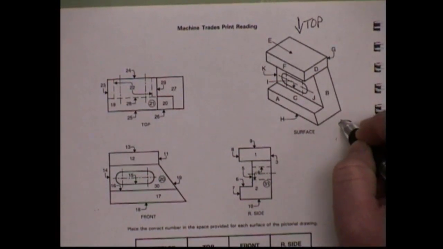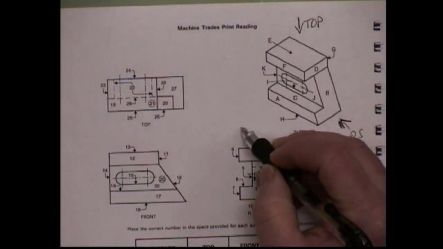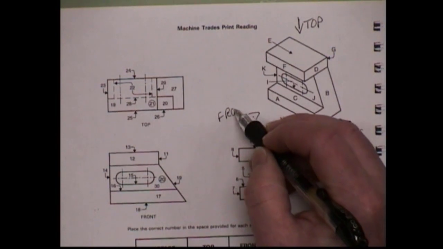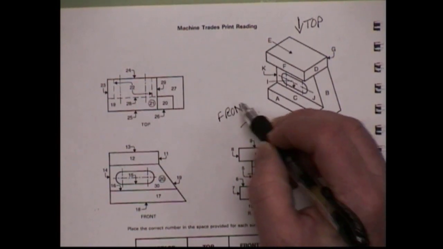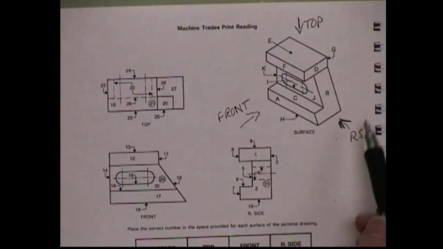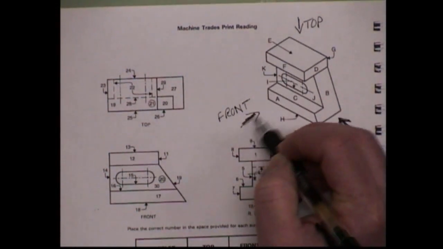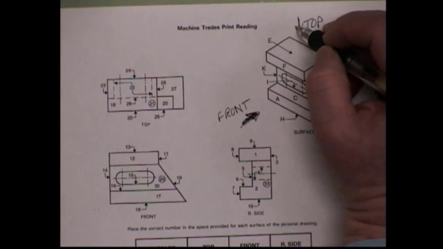Always the right side view. And then this is always the front view. That's just how isometrics are designed. The pictorial wants to show all 3 main views and the 3 main dimensions. So front, top, right side, and height, width, and depth are going to be seen in all of these views. Okay?